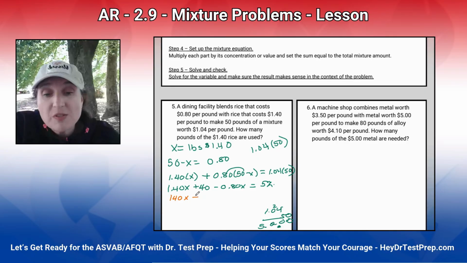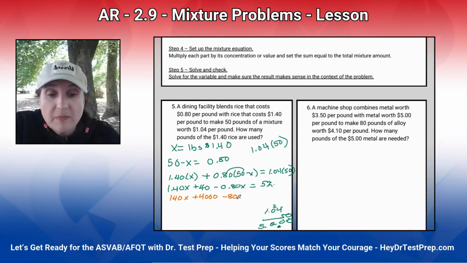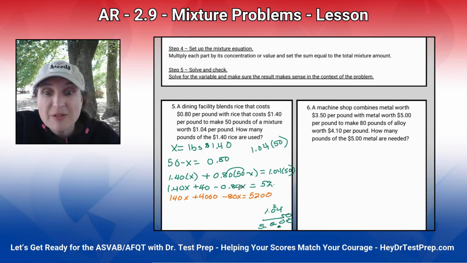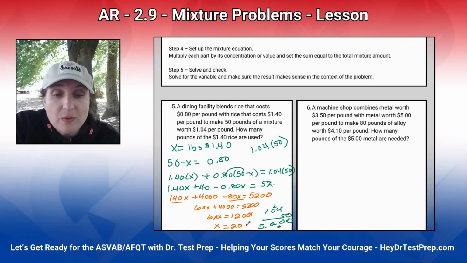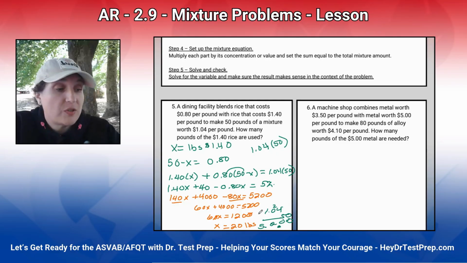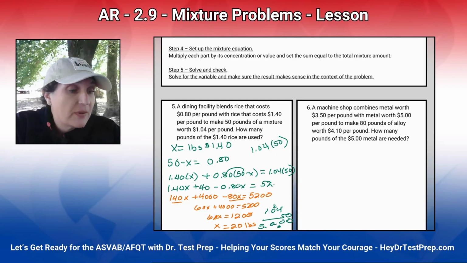That means this becomes 4,000 and this becomes 5,200. Think of it as pennies. I'm converting it to pennies. This combines to 60x. Subtract 4,000 from both sides. I'm running out of room, so I'm just going to put the answer. Divide both sides. X equals 20 pounds is used. And that's what I got before.